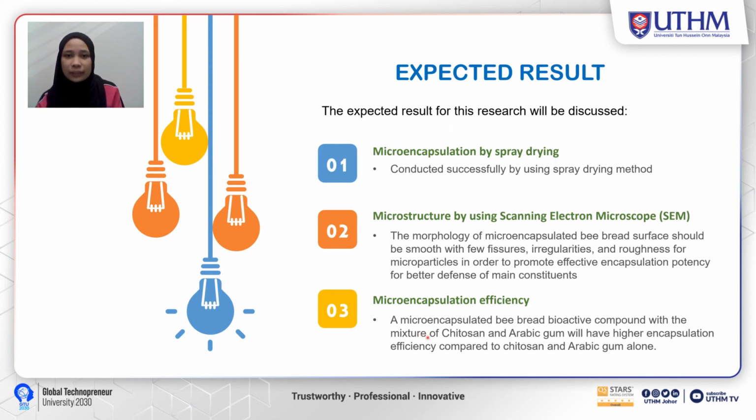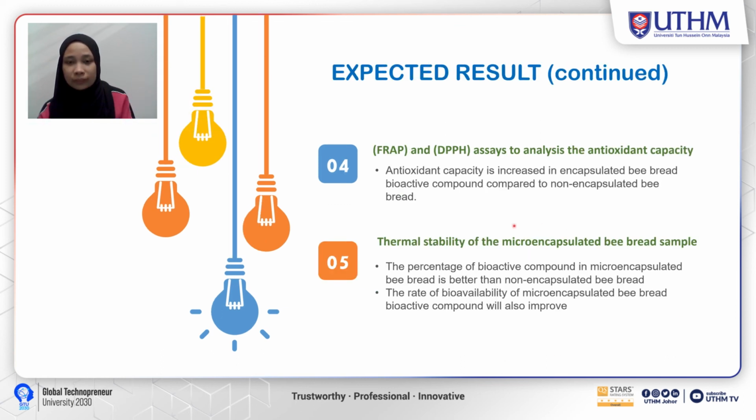Next, a microencapsulated bee bread bioactive compound with the mixture of chitosan and Arabic gum will have higher encapsulation efficiency compared to using chitosan and Arabic gum alone. Next, when conducted, the antioxidant capacity is increased in encapsulated bee bread bioactive compound compared to non-encapsulated bee bread bioactive compound. And the last one, for thermal stability of the microencapsulated bee bread sample, the percentage of bioactive compound in microencapsulated bee bread is better than non-encapsulated bee bread. In addition, the rate of bioavailability of microencapsulated bee bread bioactive compound will also improve.